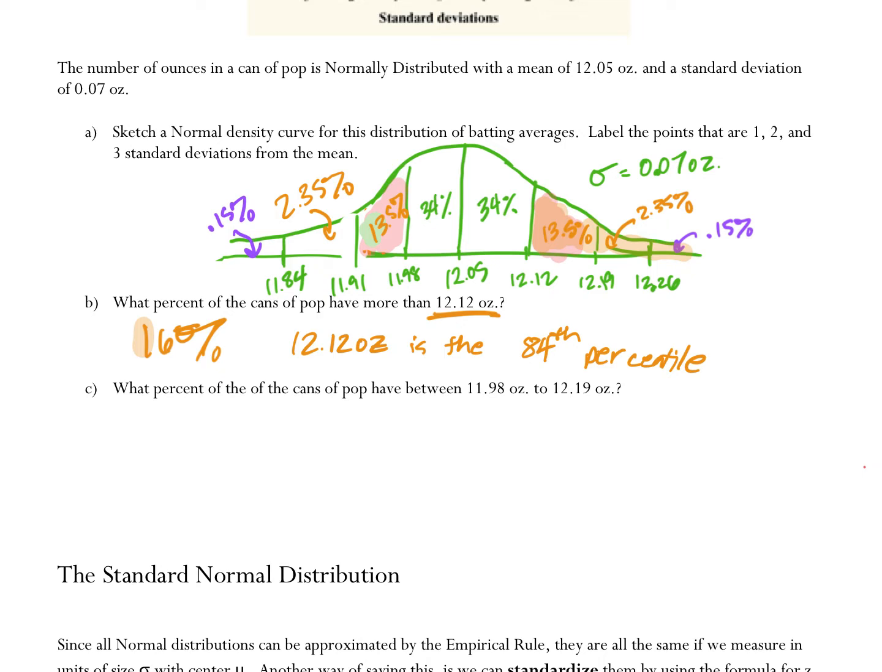How are we feeling about normal distribution so far? All right. Okay, guys, how much between 11.98 and 12.19? 81.5%. All right, now.